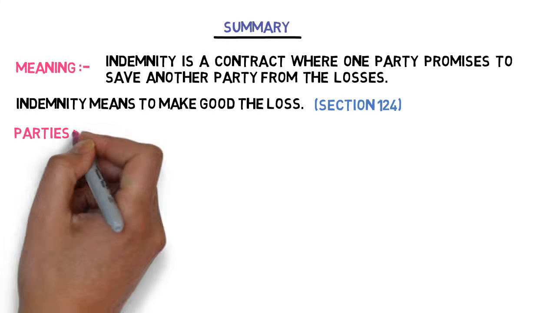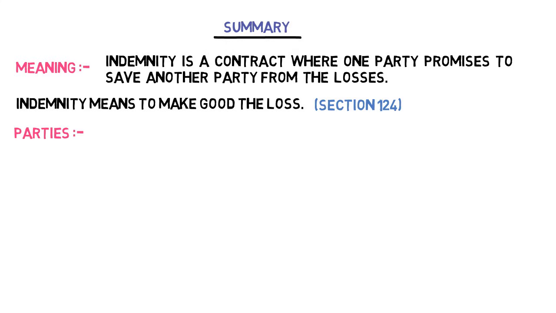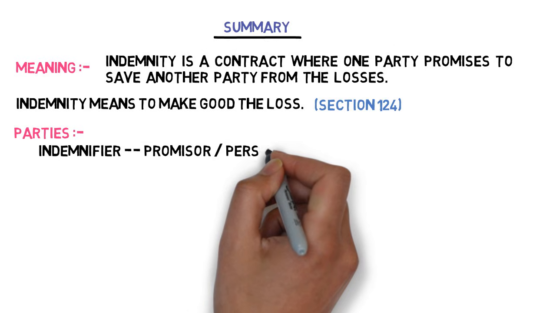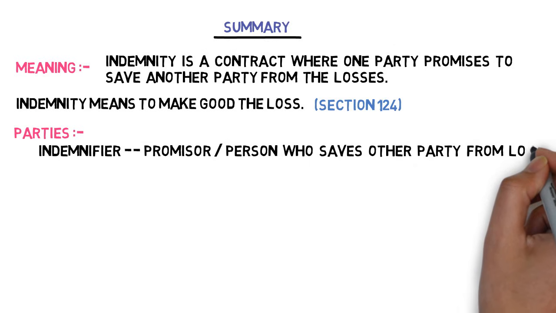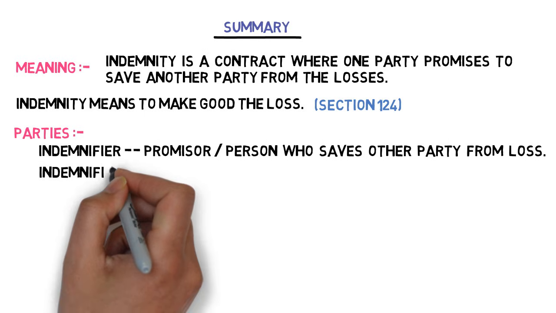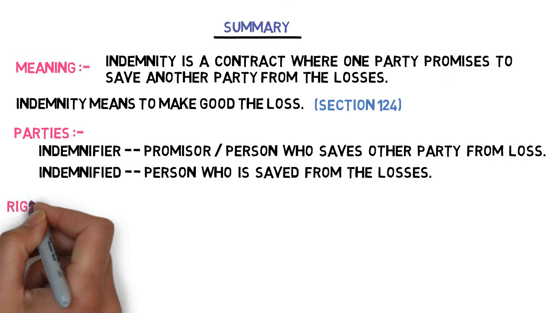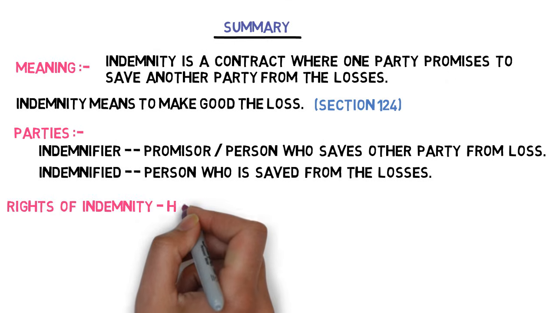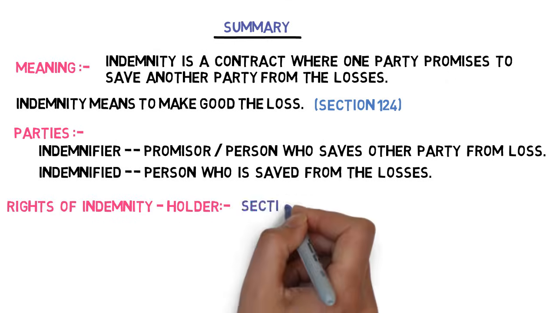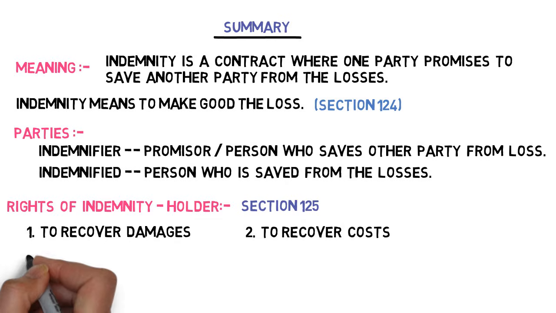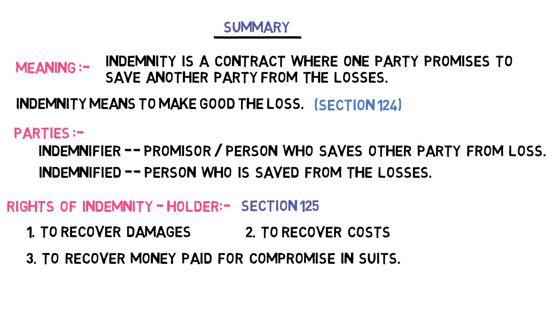Then we have seen there are two parties in a contract of indemnity. First is indemnifier, who is also known as the promisor or the person who saves other party from loss. Second party is indemnified, also known as the person who is saved from the losses. Then we have seen rights of indemnity holder, which is defined in section 125. Indemnity holder has three kinds of rights: to recover damages, to recover cost, and to recover money paid for compromise in suits.